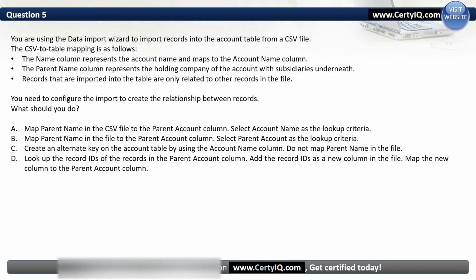Question 5. You are using the data import wizard to import records into the account table from a CSV file. The CSV to table mapping is as follows. The name column represents the account name and maps to the account name column. The parent name column represents the holding company of the account with subsidiaries underneath. Records that are imported into the table are only related to other records in the file. You need to configure the import to create the relationship between records. What should you do?